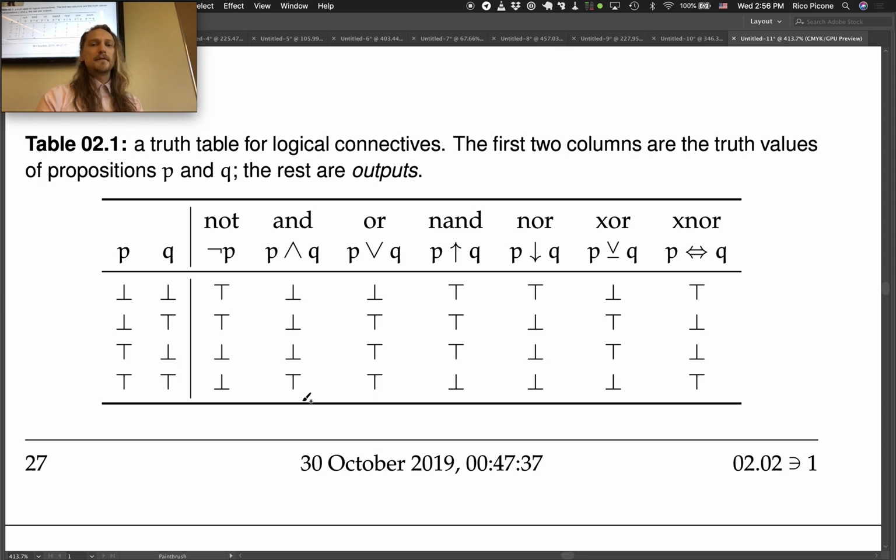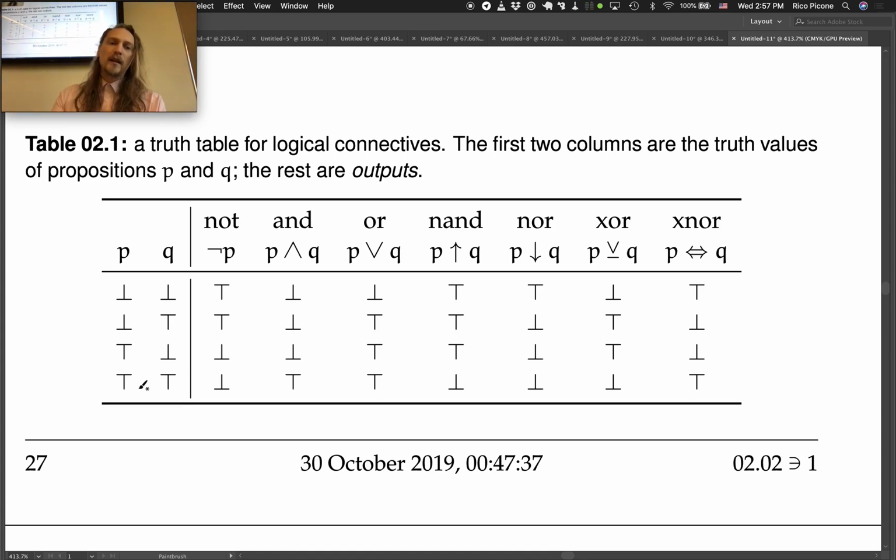Or is the next one. So P or Q: if they're both false, P or Q is false. If at least one of them is true, then or comes out to be true. So when P is false and Q is true, P or Q is true. When P is true and Q is false, P or Q is true.